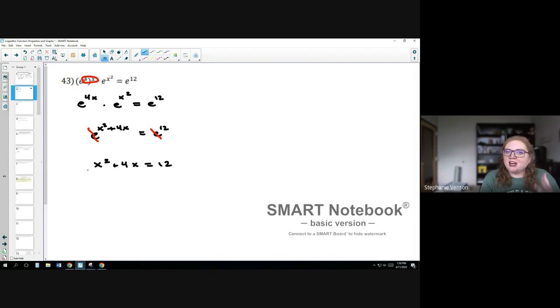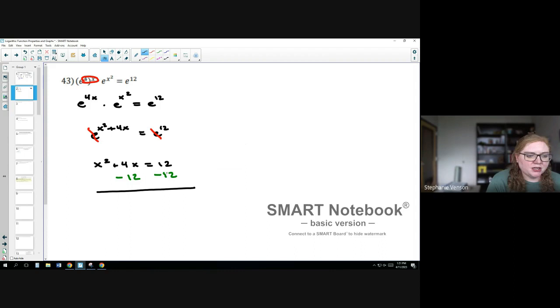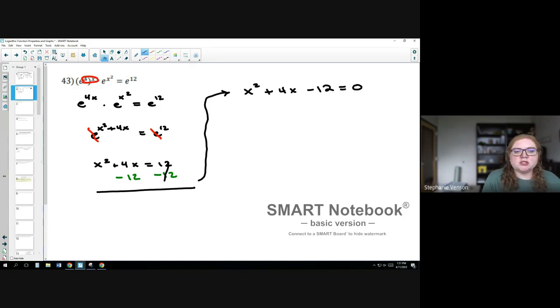And again, I have a quadratic, and I learned how to solve a quadratic in the previous unit. I want to set it equal to 0 and then either factor or use the quadratic formula. So I'm going to set it equal to 0 by subtracting 12 from both sides. So of course it cancels on that side. That was the goal. So I have x squared plus 4x minus 12 is equal to 0.